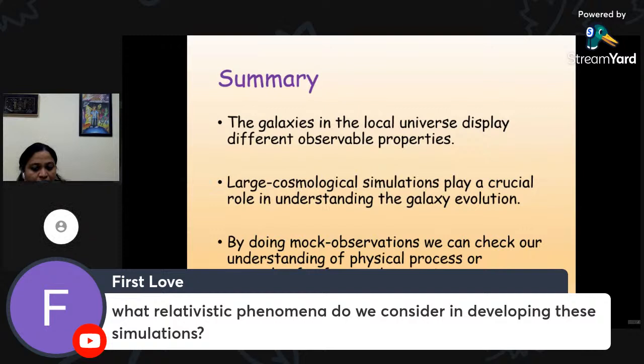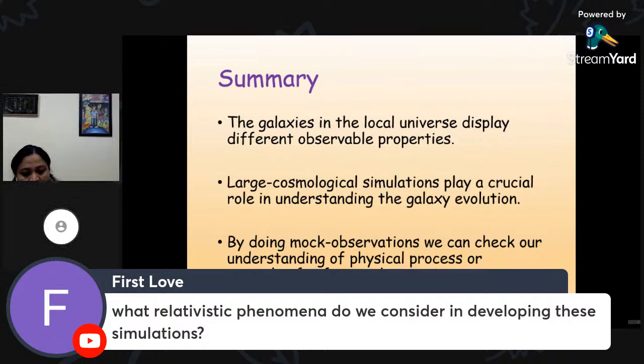You can do simulations which have different prescriptions of gravity. Let's say, for example, you want to check how the universe would evolve in gravity which is not Newtonian, right? MOND type of gravity. You can do these simulations with a different prescription of gravity there, but the generic prescriptions of general relativity, like how the universe would evolve, are considered only in the initial condition.